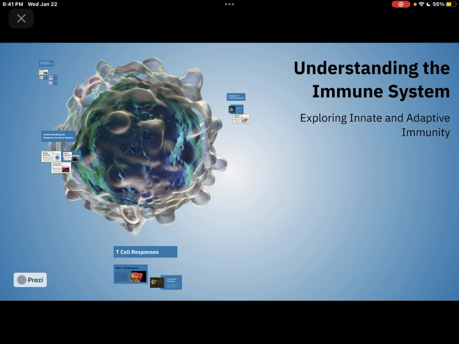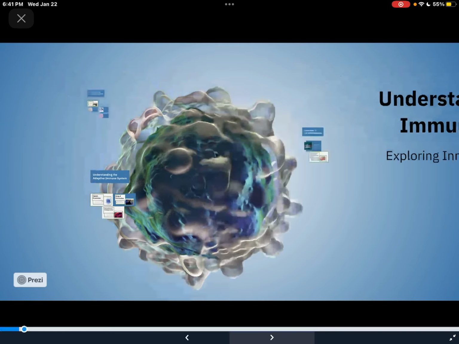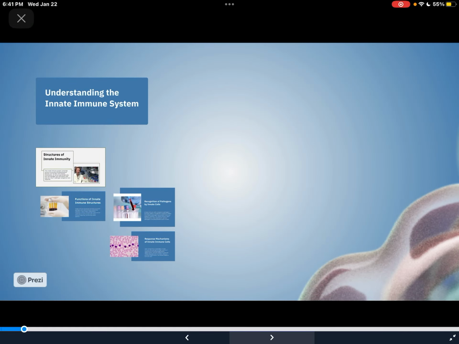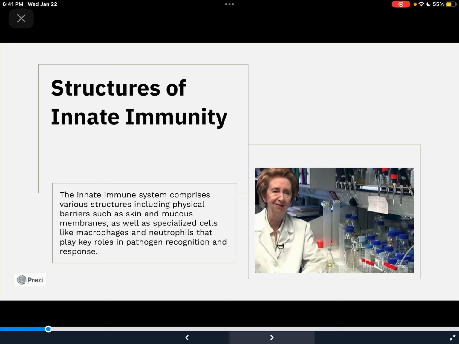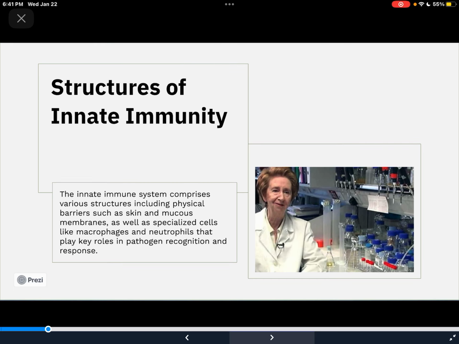Let's talk about the immune system and explore innate and adaptive immunity. So first we need to understand the innate immune system. Structures of the innate immunity: the innate immune system comprises various structures including physical barriers such as skin and mucous membranes, as well as specialized cells like macrophages and neutrophils that play key roles in pathogen recognition and response.